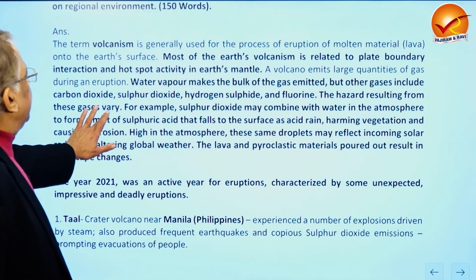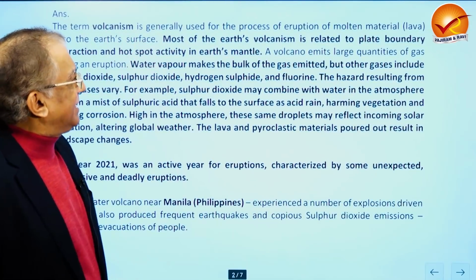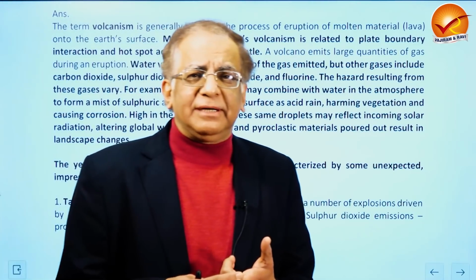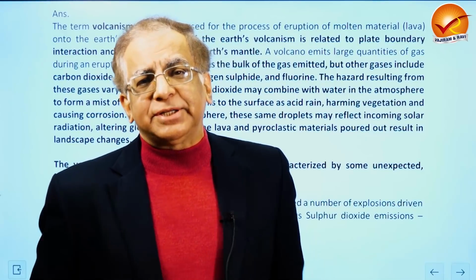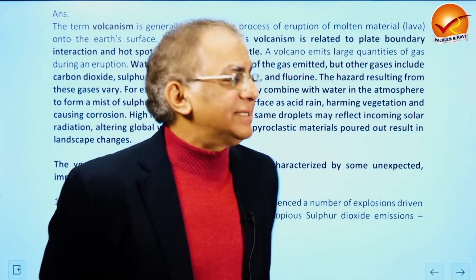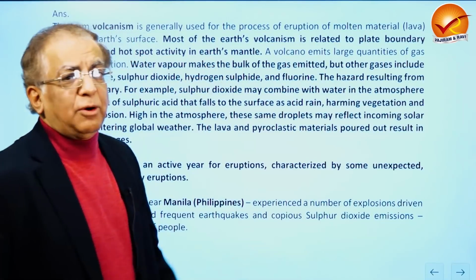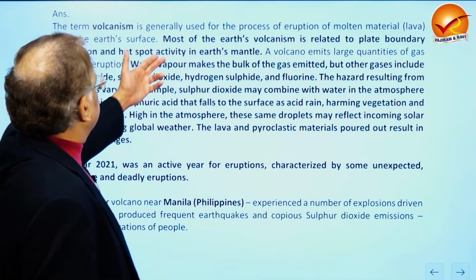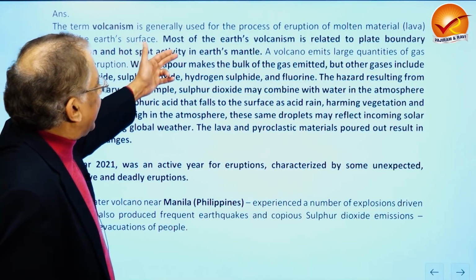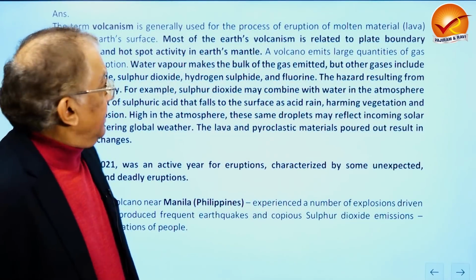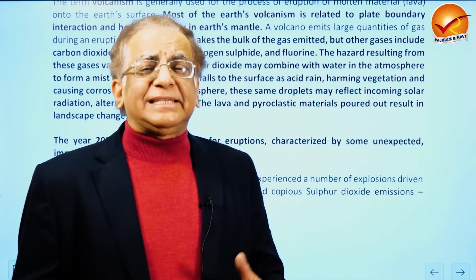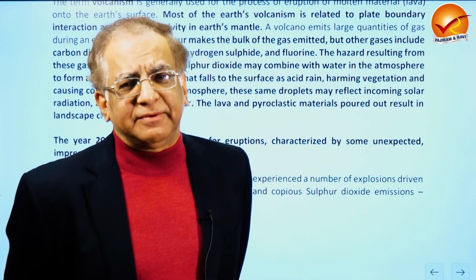So what I have done is, I have given the definition of volcanism in the beginning. And second, I have mentioned that volcanism of the world is related to plate boundary interactions, and the volcanism which is there in the interiors of the plates, which is related to what is called hotspot volcanism. So I write here, most of the Earth's volcanism is related to plate boundary interaction and hotspot activity in the Earth's mantle. Now, after this, we understand that a large quantity of gases are ejected out in most of the big eruptions of the world.